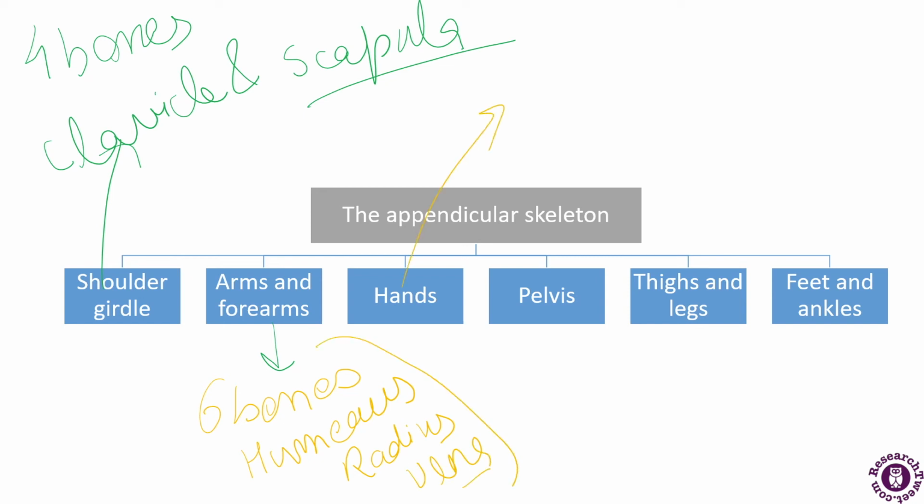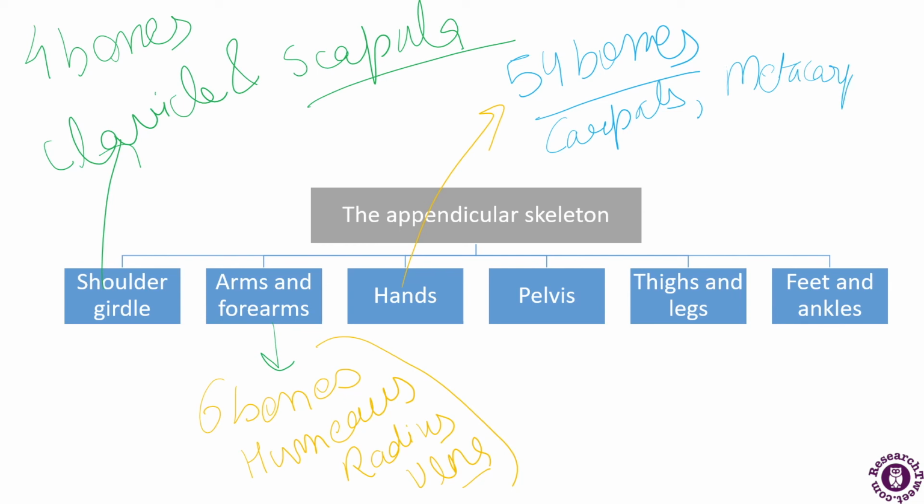Next is about the hands. It consists of about 54 bones, which provide support and flexibility to the soft tissues. The bones of the hands are categorized further into 3 parts. These are the carpals, metacarpals, and phalanges. So these are the bones of the hands.